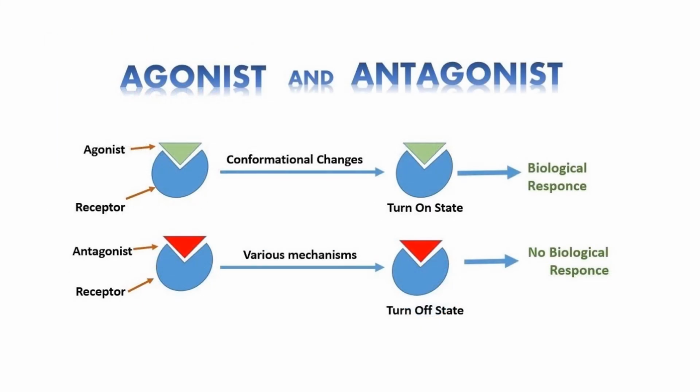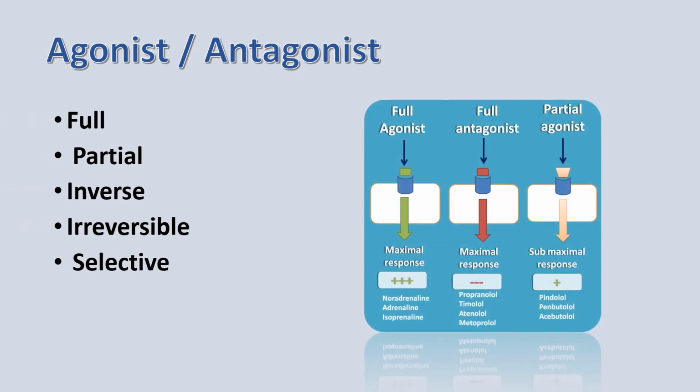So, what is the difference between agonist and antagonist? An agonist drug turns the state on and makes a biological response, while an antagonist drug turns the state off and makes no biological response. And finally, we have some terms for agonist and antagonist drugs: full, partial, inverse, irreversible, and selective, which we will discuss in our next video.